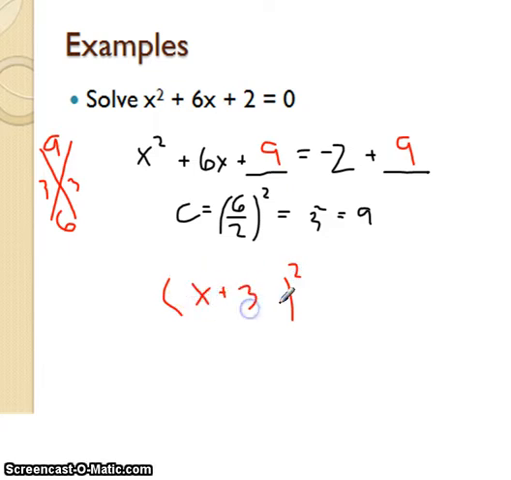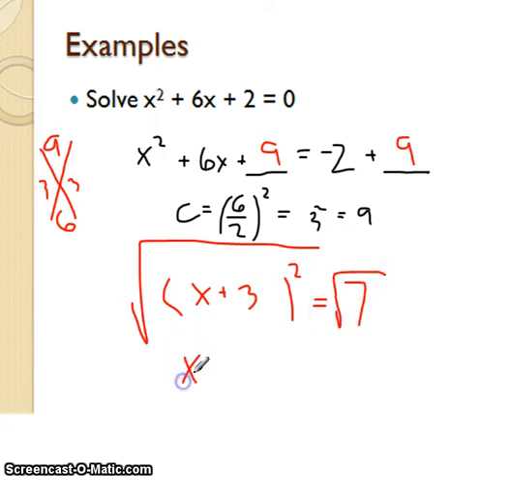Now on the right-hand side, I've just got to clean things up. Negative 2 plus 9 is 7. So what I have now is a case where I can use my prior knowledge. I can now take the square root of both sides, and that's going to undo the squaring, which gives me x plus 3 is equal to plus or minus radical 7. And then getting x by itself, I'll get x equals plus or minus radical 7 minus 3.